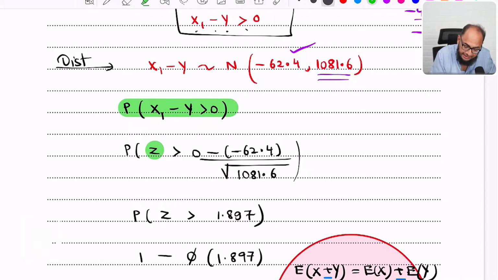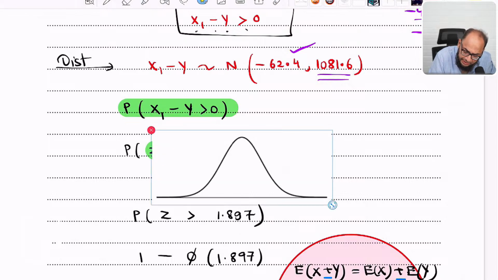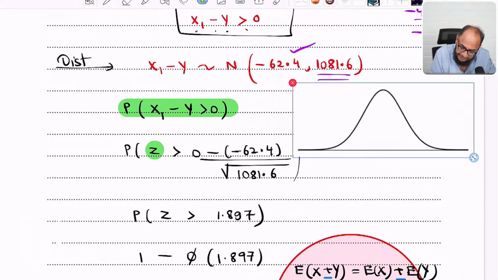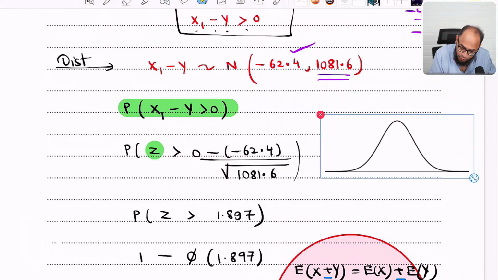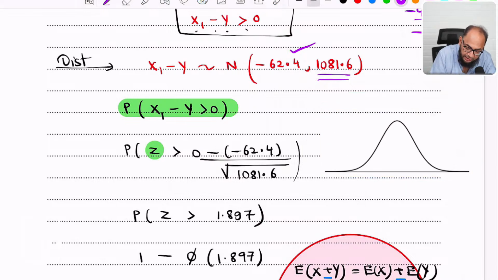Convert, standardize, that is 0 minus the mean. This minus minus becomes a plus, divided by square root of variance. This comes out to be 1.897. Now let me add this thing over here so that if anyone is weak with this, they know exactly what we are doing. So z is greater than this value.